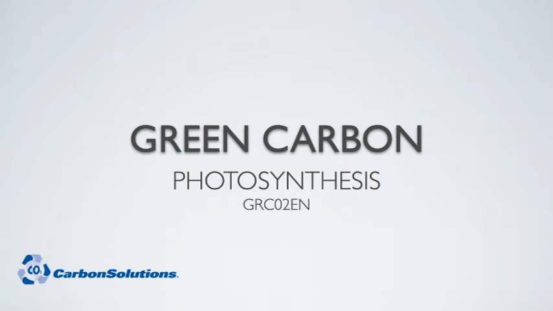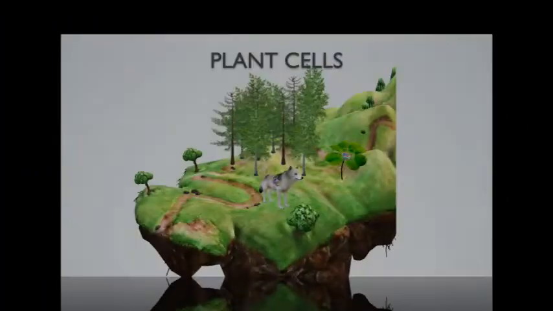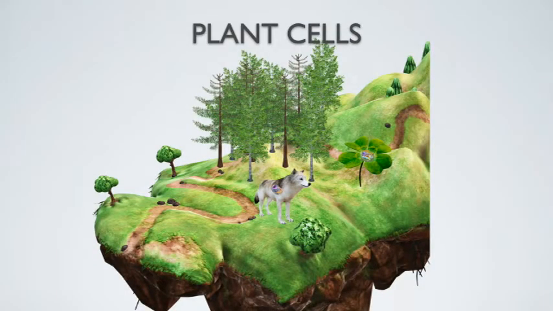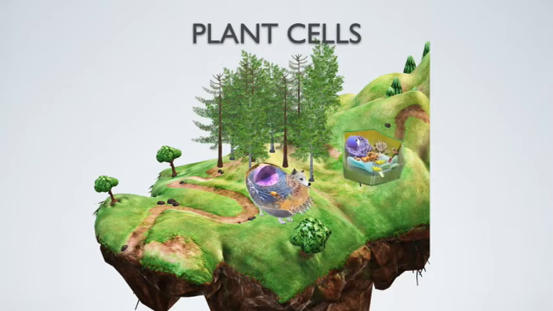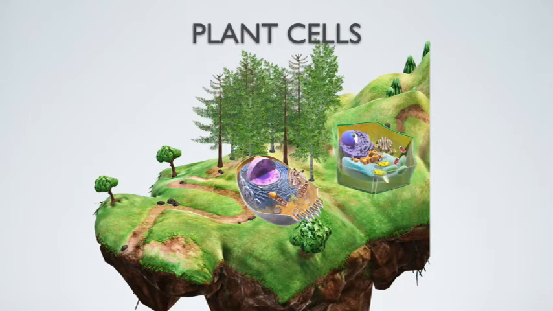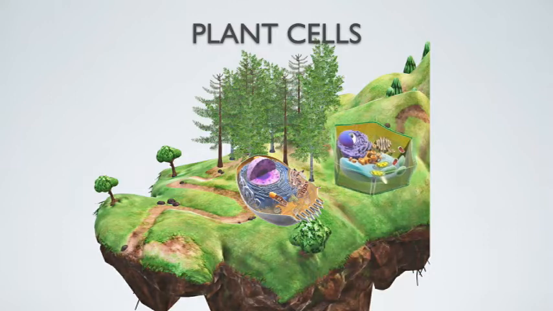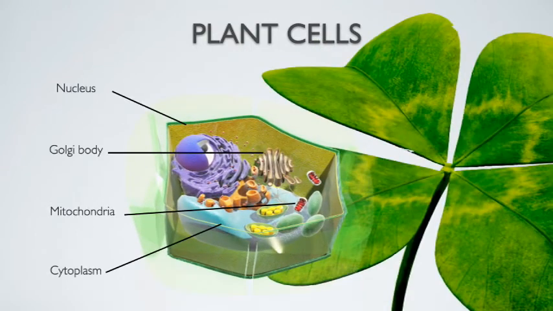Today we are going to see how plants are taking carbon from the atmosphere. Plants and animals are composed of cells. Cells are the smallest structural unit of an organism. Today we are going to focus on the plants.